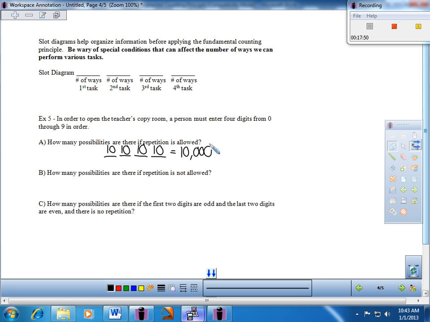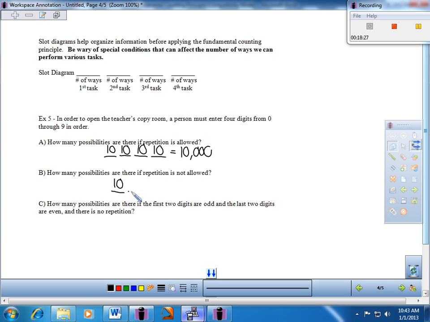Okay, wonderful. Now the next one, it does say how many possibilities are there if repetition is not allowed. So if you know that the copy code does not have any repetition, so all the numbers are different, how many different possibilities are there still out there? So let's go for it. Again, identify the first task, and the first task for me is to hit that button. The first time, enter the first digit, and there are 10 possibilities for the first digit.